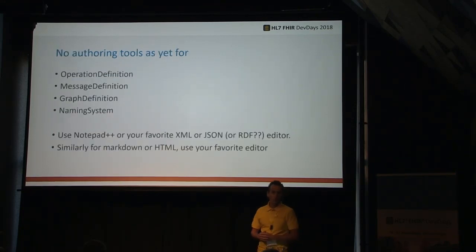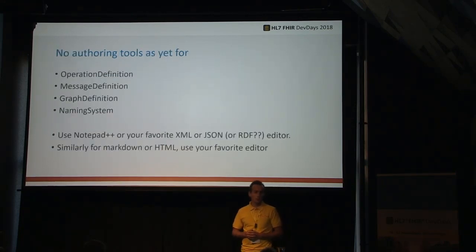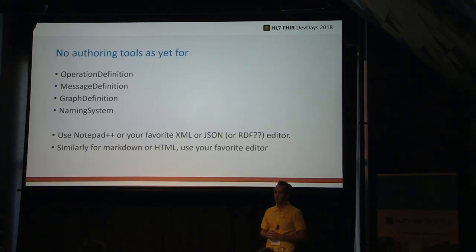Then we do have some FHIR resources where no tooling is available yet, which are operation definitions, message definitions, graph definitions, and naming systems. And for these, you can just use the old-fashioned XML tool or JSON tool, whatever you prefer. And that's also the case for the Markdown or HTML files.